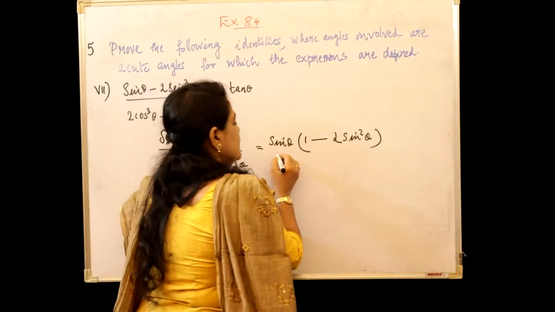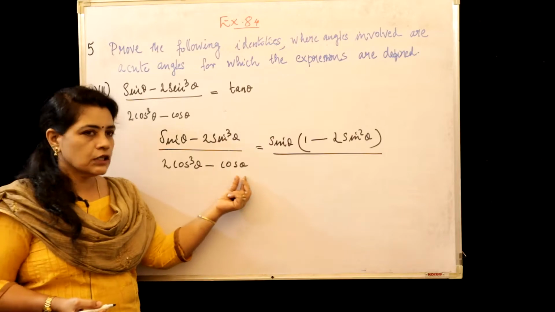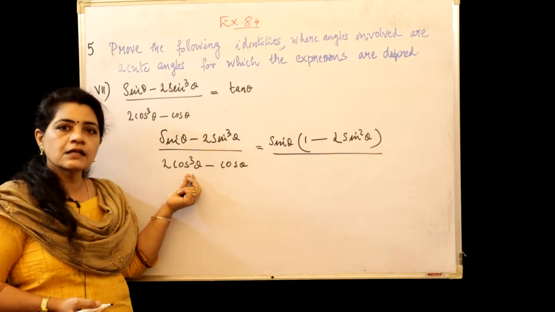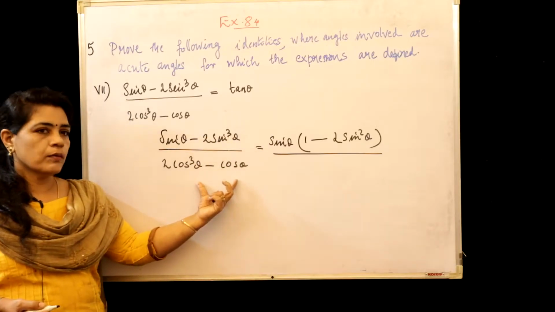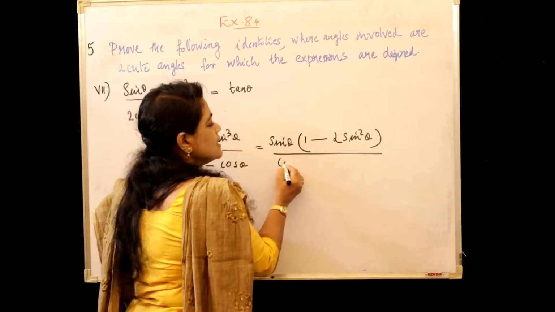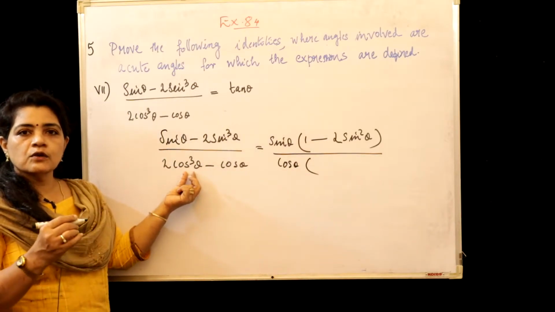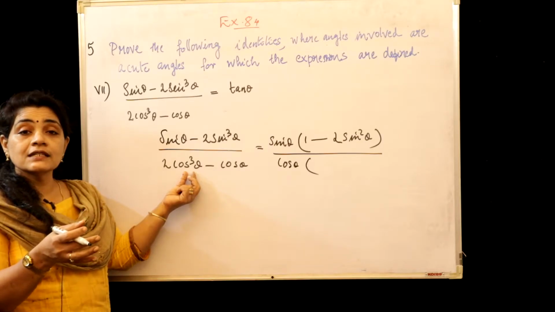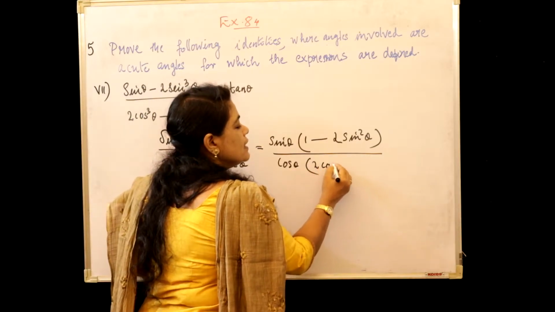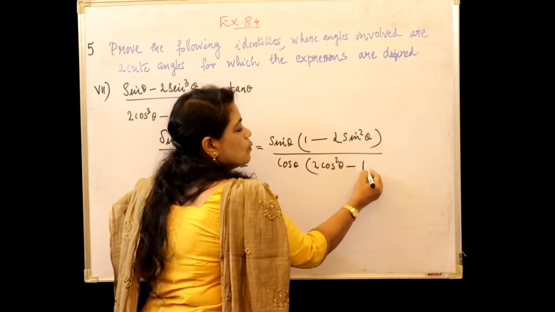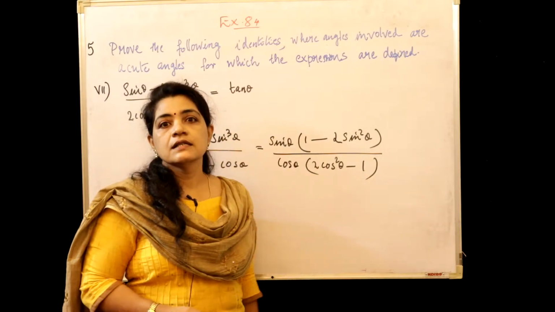Divided by, in the same way, see the denominator, it also has 2 terms, cos cube theta and here cos theta. So I am taking cos theta common from the 2 terms. So cos theta into, here cos cube theta means cos theta into cos theta into cos theta, so cos square theta is there and also 2. So 2 cos square theta minus 1. After taking cos theta, there will be 1 alone in the second term.